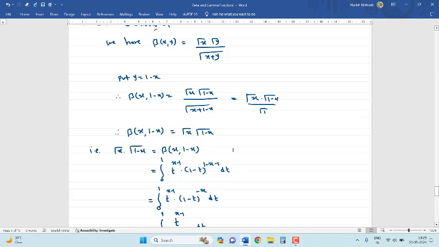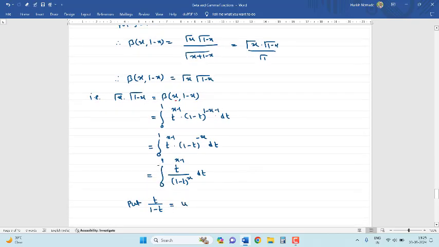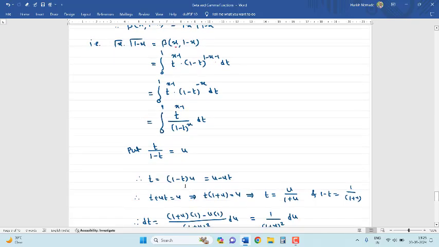By the definition of the beta function, this beta is equal to integration from 0 to 1 of t raised to x minus 1 into 1 minus t raised to 1 minus x minus 1 dt. So this is equal to integration from 0 to 1 of t raised to x minus 1 into 1 minus t raised to minus x dt, that is integration from 0 to 1 of t raised to x minus 1 upon 1 minus t raised to x dt.